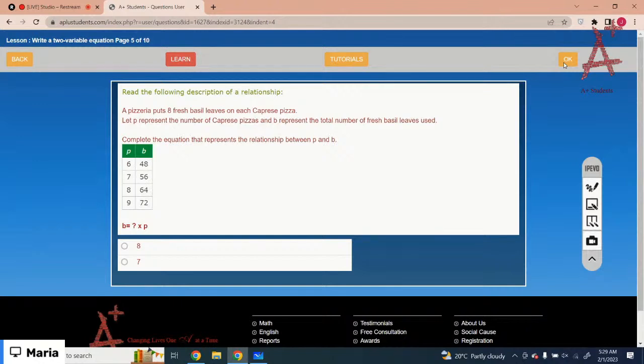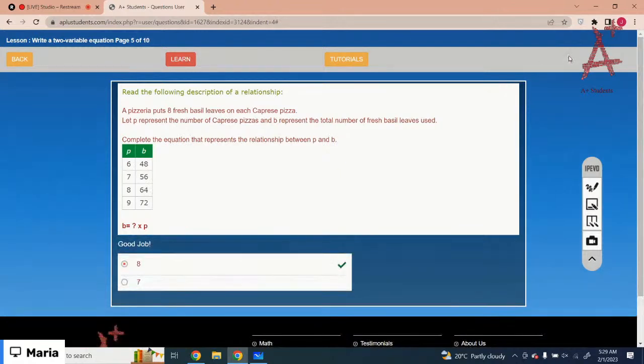So the correct option is 8. Got it? So let's just start. Select the correct option, then click on the OK button. No one is answering. Why? Everyone, can you hear me?